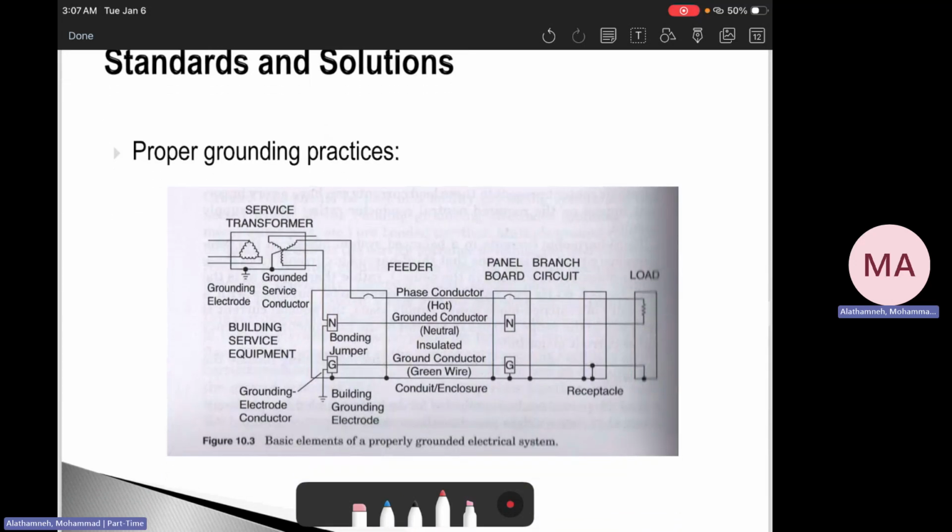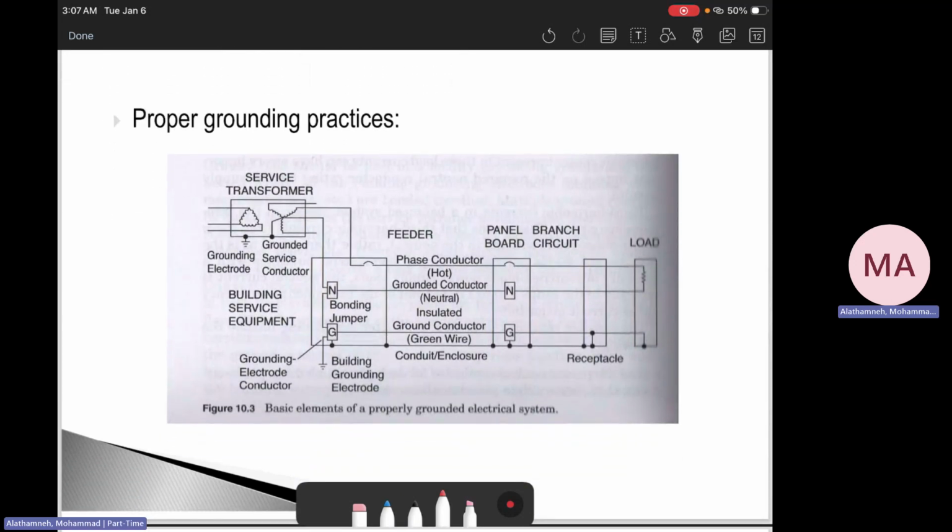So, standards and solutions. Here we shift from what goes wrong to how to do it right. Let's look at this diagram of the correct installation. The transformer provides the supply. At the building service, you might see the main bonding jumper that bonds the grounding conductor or the neutral to the grounding electrode system at one point. The downstream panels distribute phase and neutral, and the grounding conductor bonds enclosures and equipment.